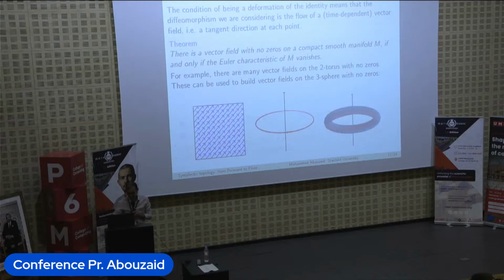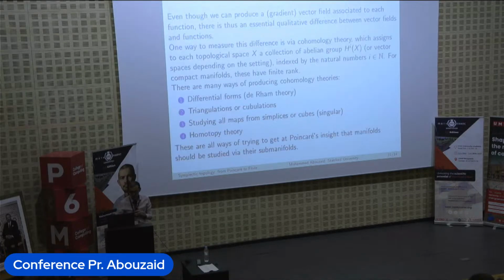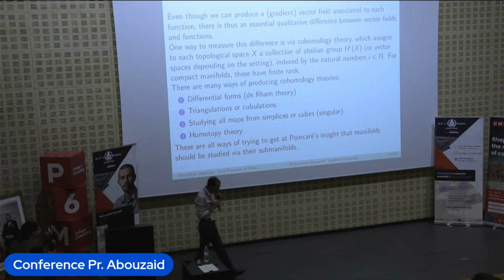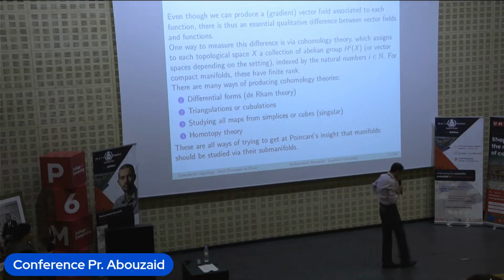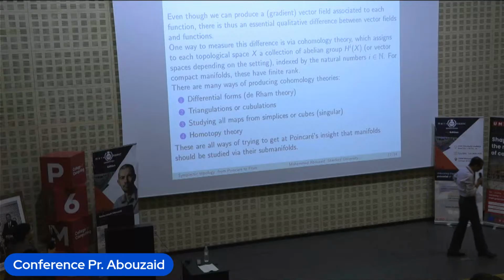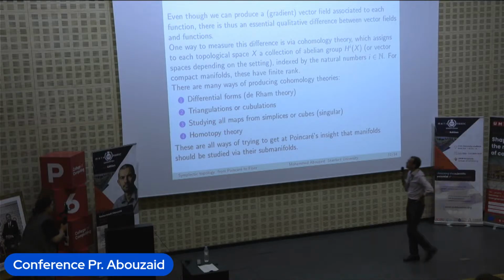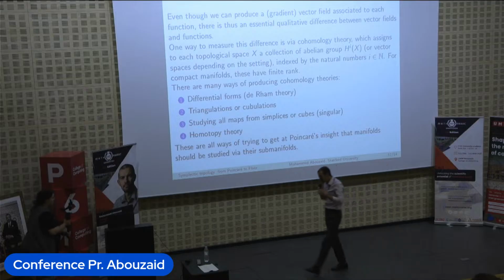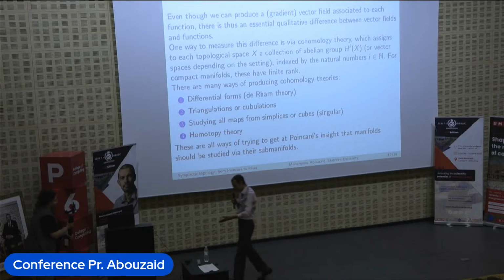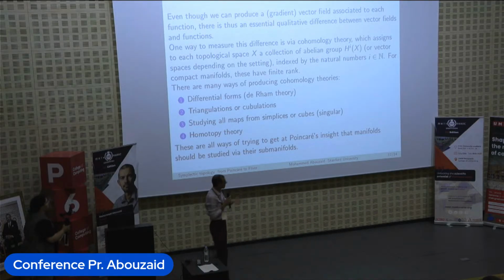Okay. Properties of functions and properties of vector fields. Okay. And we need to explain them. And now we take yet another step in abstraction. And the step in abstraction that we need to be able to explain this difference between functions and vector fields is called cohomology theory. So, we talked about manifolds, differential forms, symplectic manifolds.